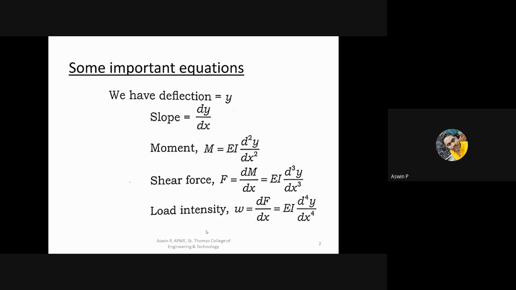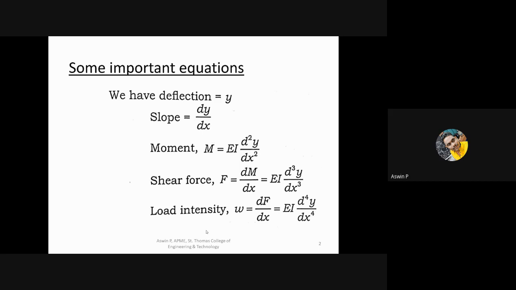So the basic equations start from deflection. That is why we have a lot of equations in bending theory. We have taken y as deflection. So when you are differentiating with respect to x, this deflection will become slope. And again differentiating, you will get moment. But there is an extra term known as EI. That is, moment M is equal to EI d square y by dx square.